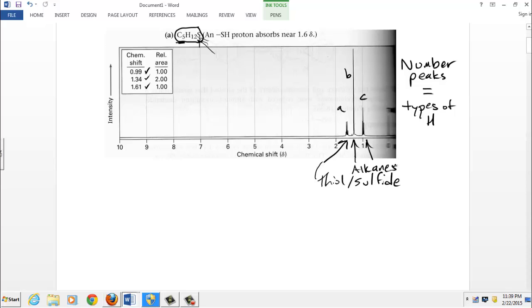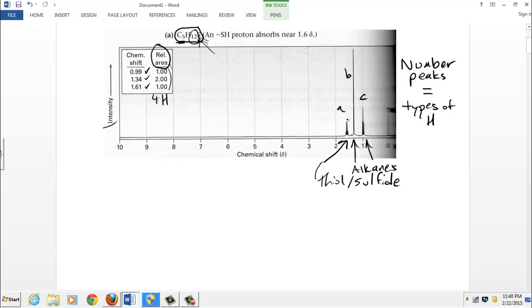What is more trustworthy, however, are 2 more things: the integration, or area of the peaks, and splitting. So I like to look at the peak intensity, the relative areas, and as a quick check, just make sure that the areas add up to the total number of hydrogens. There's 12 over here, and this doesn't add up. 1 plus 2 plus 1 is 4. We only have 4 H's if we were to accept these areas at face value. And the computer that generated the spectrum doesn't know what the chemical formula is. All it can calculate are the areas underneath the curve, and that just gives you ratios.